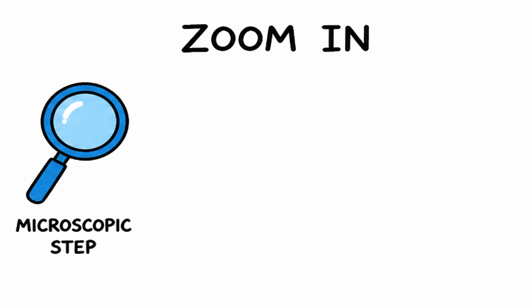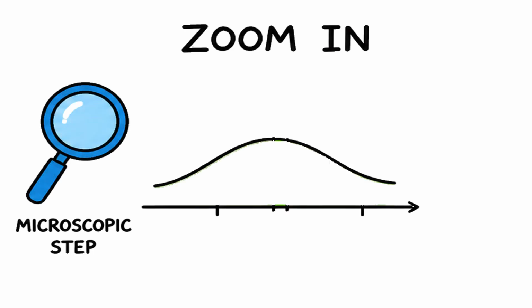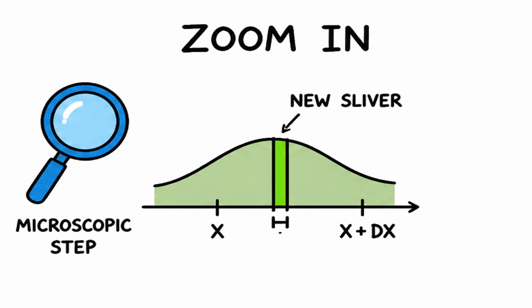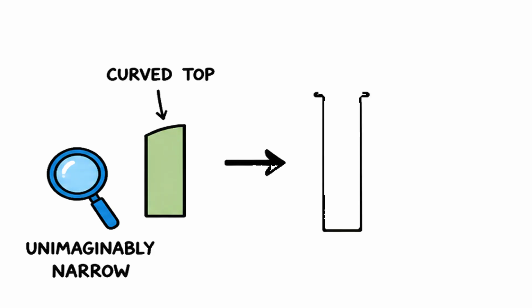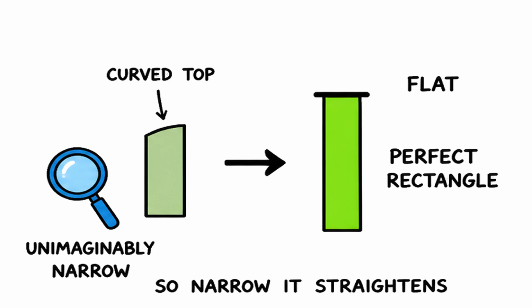Now zoom in macro style. Nudge the moving wall forward by a microscopic step called dx. This adds a tiny vertical sliver of new area to the total. Because the step is so unimaginably narrow, the curved top of the sliver becomes perfectly flat. It is a perfect rectangle.